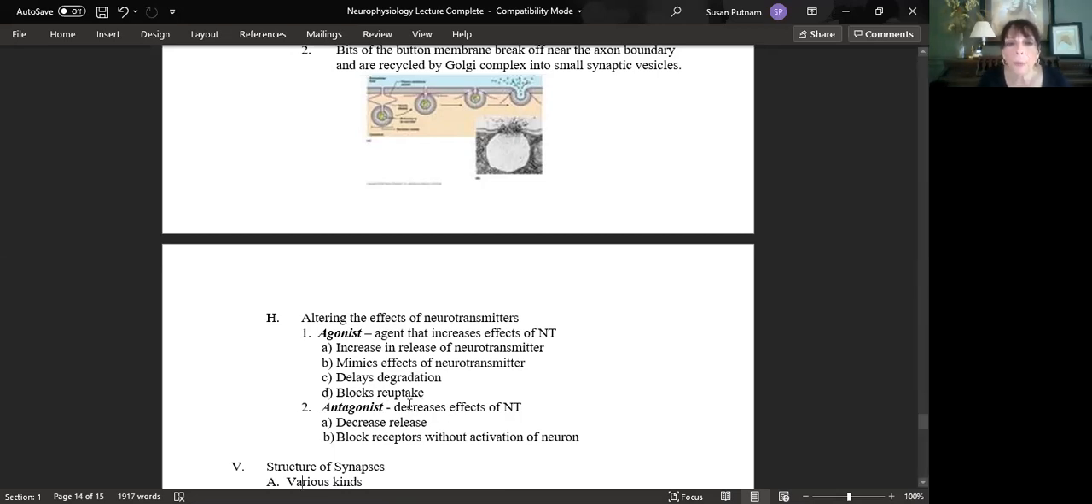The other thing we can do is decrease the effect of a neurotransmitter with an antagonist, and that will decrease the release. Generally, what we're seeing is blocking receptors without activation of neurons. So there are many ways that we can do that.